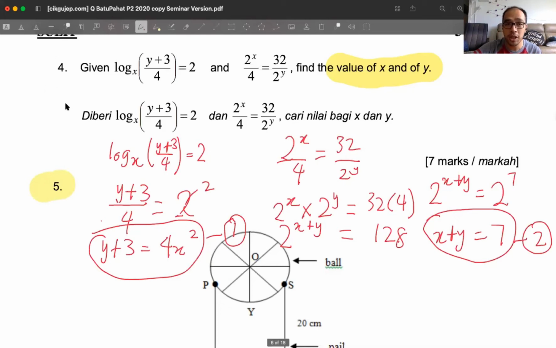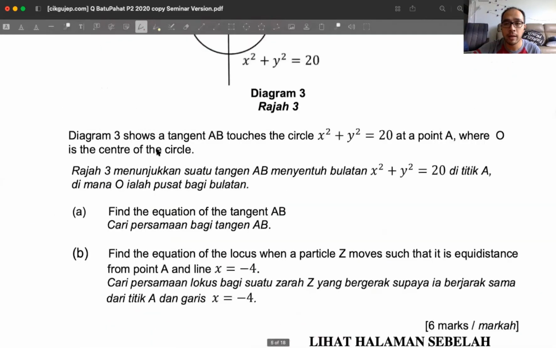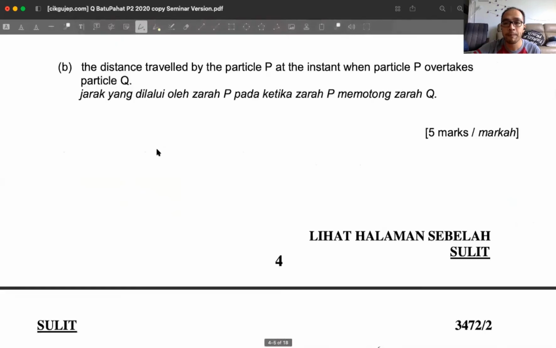So actually this question number 4 is 2 chapters in one question: simultaneous equations, and indices and logarithms. But if you take a look, the difficult part is actually the logarithm and index part. The simultaneous equations part is really too simple. So give it a try and let me know if you get the answer.